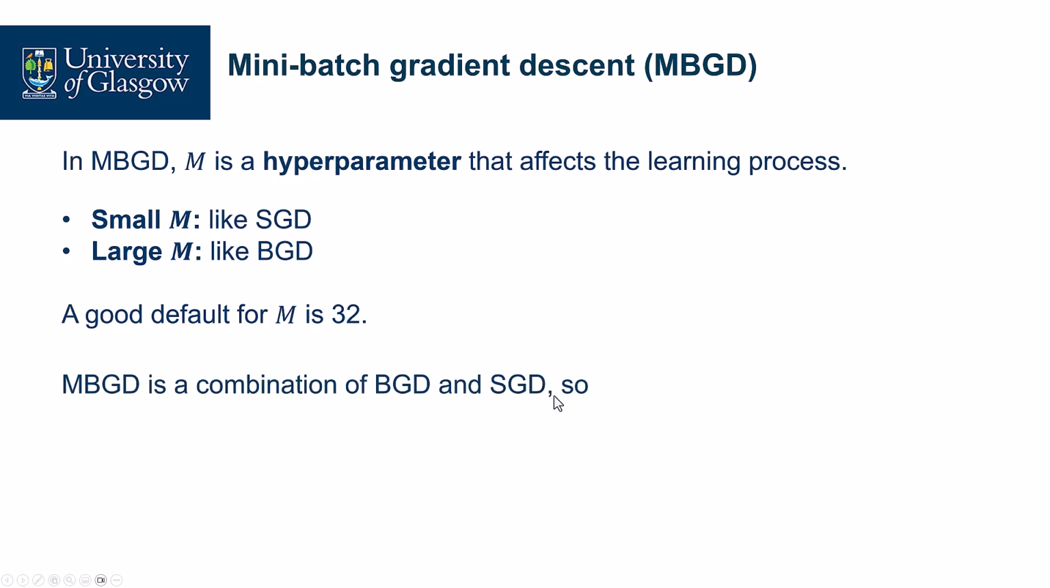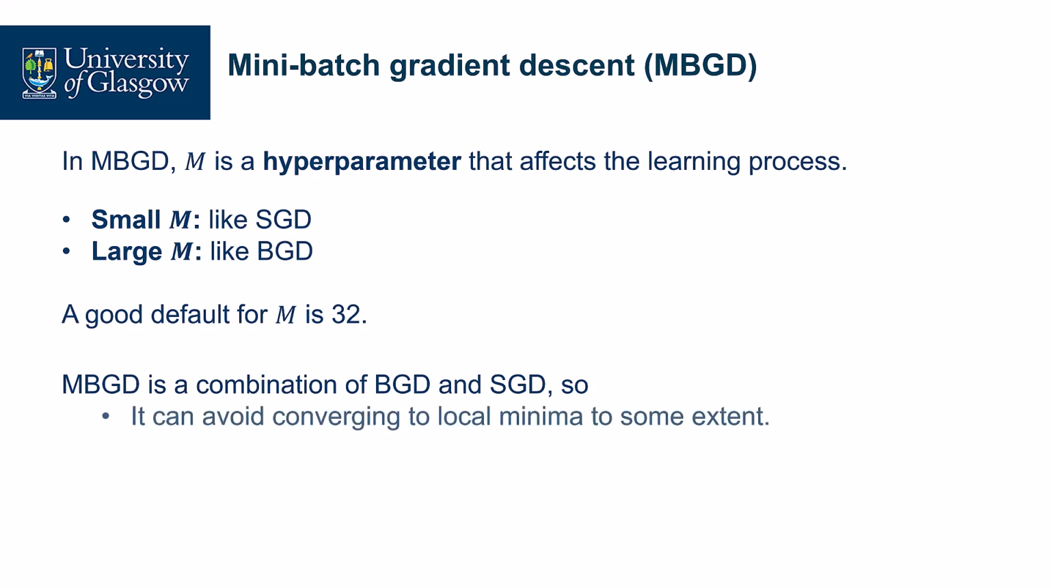So in MBGD, we want to combine the advantages of BGD and SGD, so it can avoid converging to a local minimum to some extent, right? And less memory is used compared to what? BGD, right? And the convergence speed is faster than what? The SGD, right? So this is MBGD, which is the method we often use when we train the model, especially when the training sample size is large.